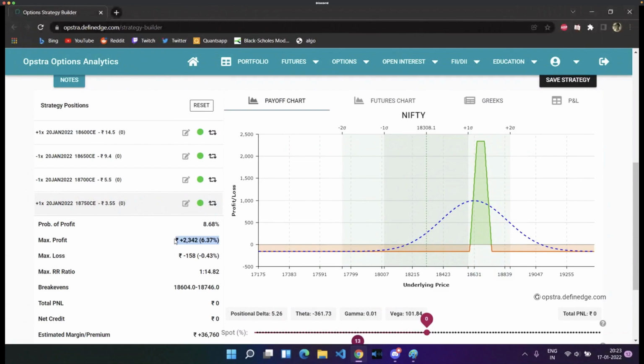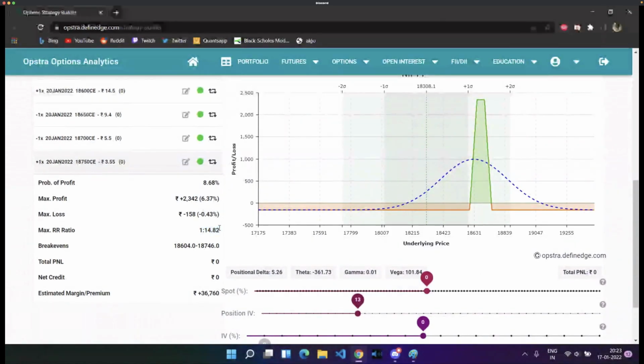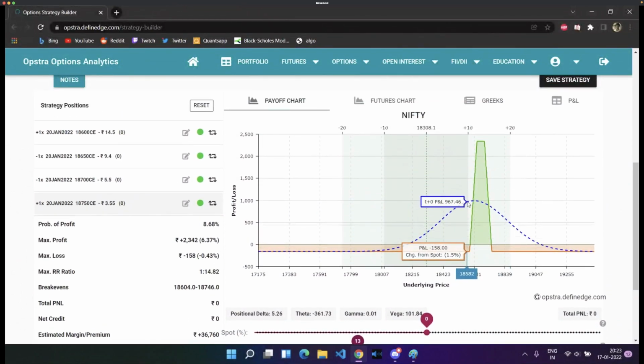But the thing is, your return gets halved. The good part is your risk reward still remains the same. If your return is halved, your risk also gets halved. Your premium outflow in the earlier case was much higher than this, so you won't lose a lot of money if nothing happens. And if it ends up in this range, you'll make this 6% in the next 2-3 days. But it's different from the butterfly in the sense that in the butterfly, if it exactly ends at 18,700, you're making 11%. Now you'll make 6.37% whenever it ends somewhere between 700 and 750.